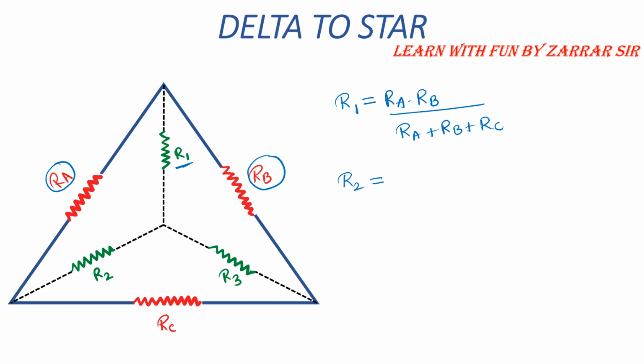So my R2 is over here. Okay, this is my R2. If I need to find my R2, look at it. R2 is between RA and RC. So I will write RA into RC upon the total resistance RA plus RB plus RC. So this is the way to calculate R2.